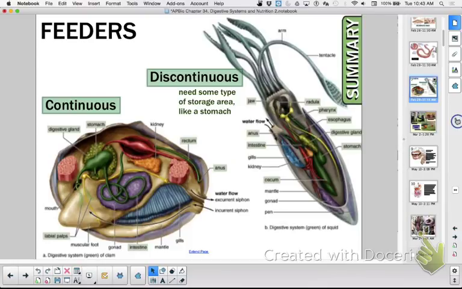To be a discontinuous feeder, you have to have a way to what your food? Store your food. What do we use? Stomach. How is that an adaptation to have a stomach? When I store the food, why is that adaptive? Why was that more evolved? So you do other activities. You don't have to stay docked to your feeding, right? You can go and do other things as well.